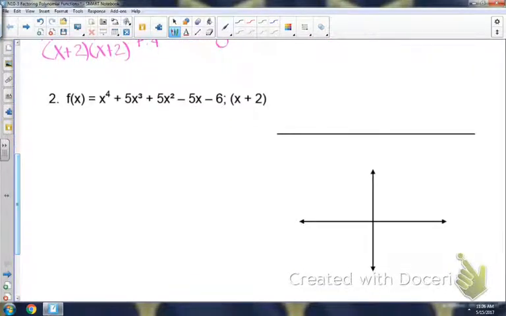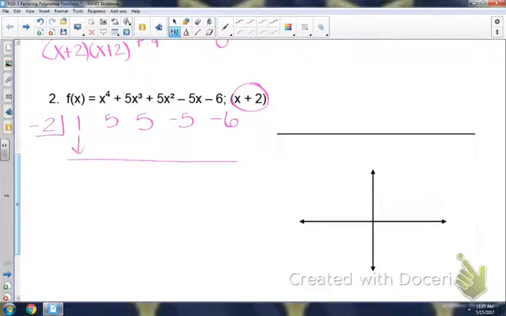Okay, 2. I'm going to use synthetic this time. So this is what I'm dividing by. I set that equal to 0, so the negative 2 would be our outside number. Remember, your coefficients go here. So 1, 5, 5, negative 5, negative 6. Notice we don't have a 0 because there's not anything missing. I need to bring down my coefficient. Negative 2 times 1, we get a negative 2. 5 plus a negative 2 is 3.